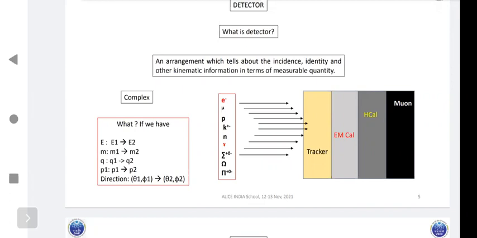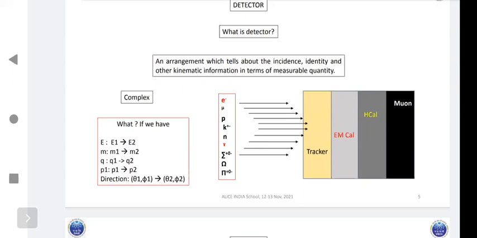First of all, the tracker. What does this tracker mean? A particle is entering into it. It is not going to disturb the particle much. It will just sort of take a sample out of the particle's body and let the particle do whatever it wanted to do.